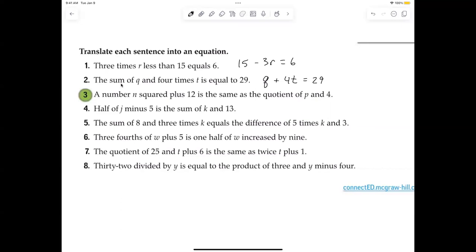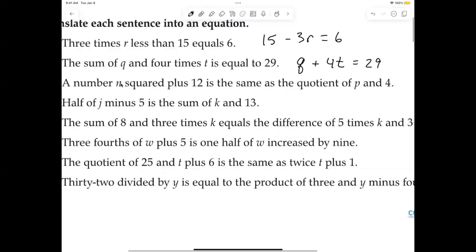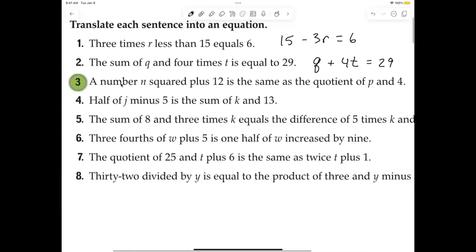Anybody have any issues with that? Read the question. Q, the sum of Q. Number 3. Mr. Wash, what do we got? I'll blow it up a little bit. Yep. You're amazing. That's correct.